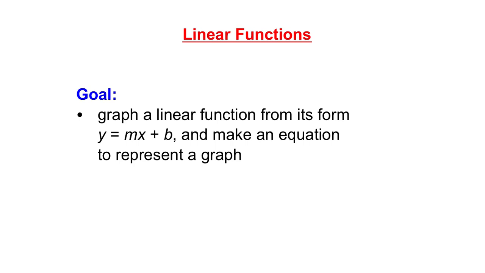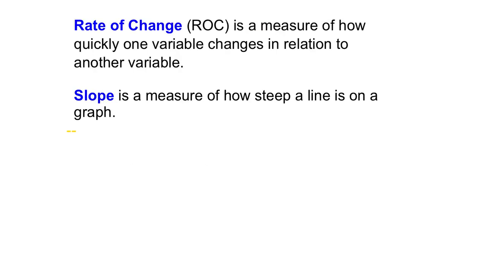We're going to review some key concepts about graphing lines from grades 9 and 10, and we're going to apply those with function notation. First, we need to review some concepts about linear functions. There's something called the rate of change. The rate of change, or ROC for short, is a measure of how quickly one variable changes in relation to another variable.